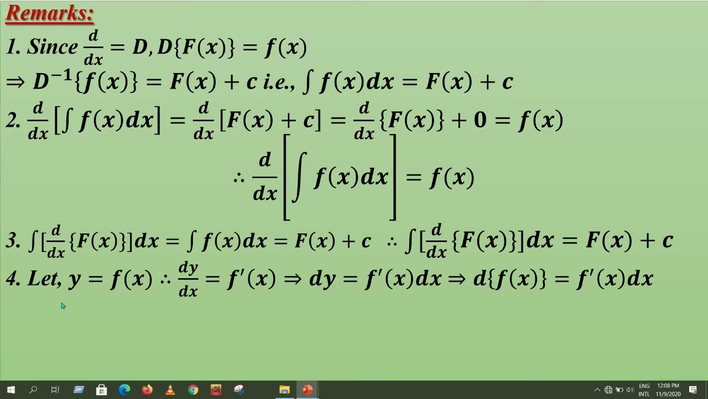And finally, number 4. Let y equal to capital F of x. Therefore the derivative of y with respect to x is equal to f prime x. Now cross multiplication will give dy equal to f prime x dx. But y is equal to what? y is equal to capital F of x. So here we have to put the value of y, that is capital F of x. So the derivative of capital F of x is equal to f prime x dx.